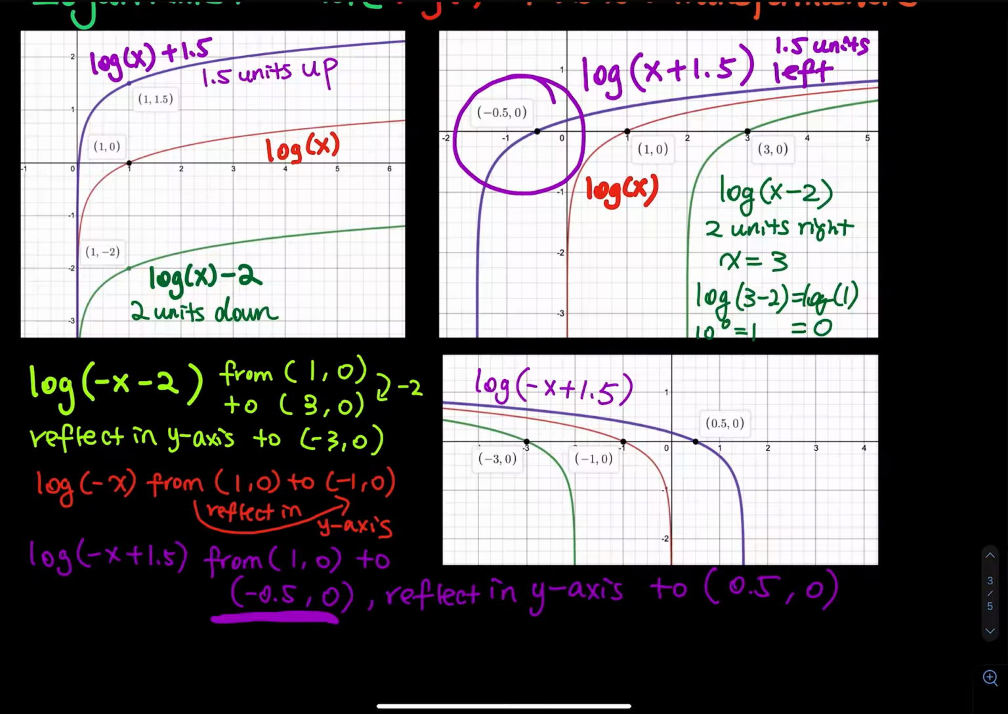Once you create a reflection, it will just jump. How? Negative 0.5 was right here, right? Once you create a reflection, it will just jump over to the other side. So from negative 0.5 to positive 0.5.